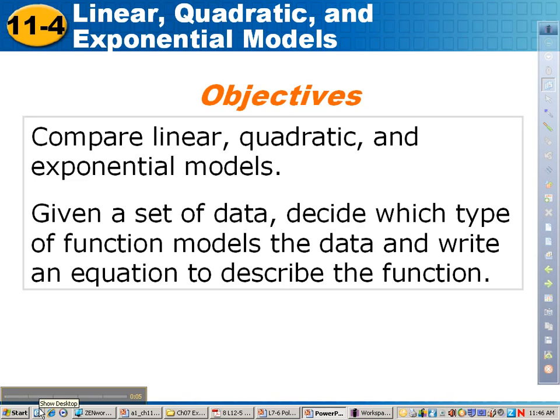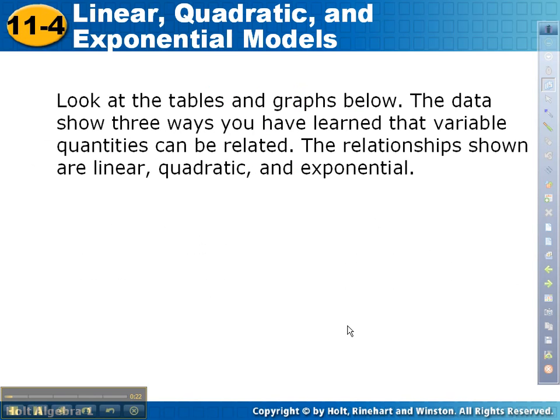Today we're going to do lesson 11-4, linear, quadratic, and exponential models. We're going to compare linear, quadratic, and exponential models, given a set of data, decide which type of function models the data, and write an equation to describe the function. So let's get started.